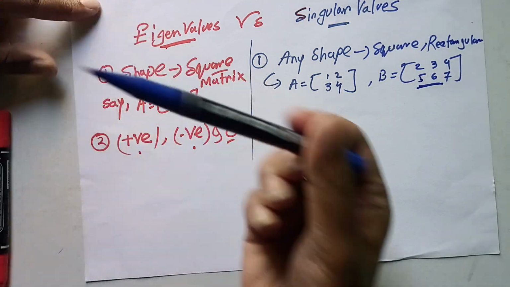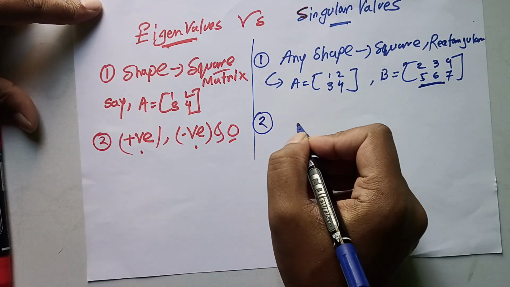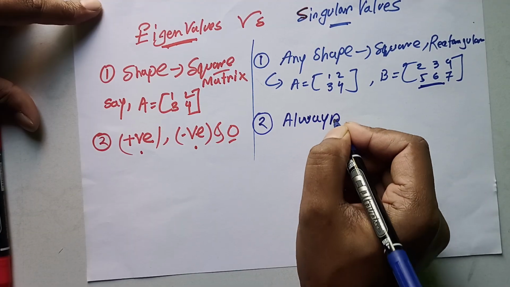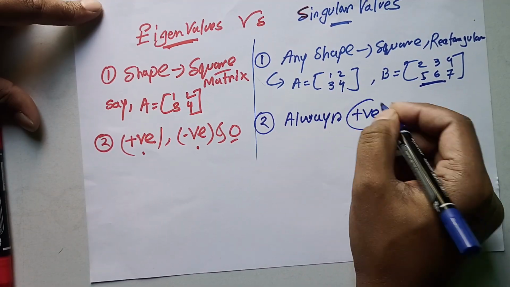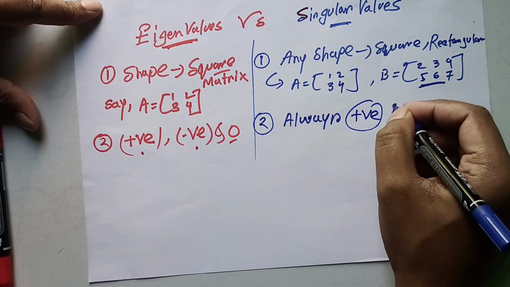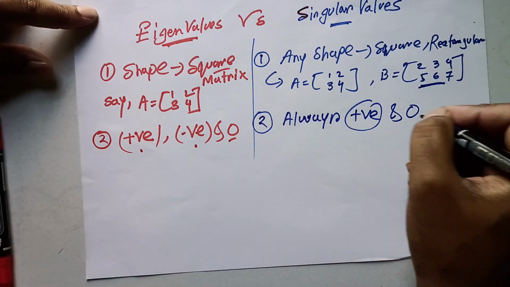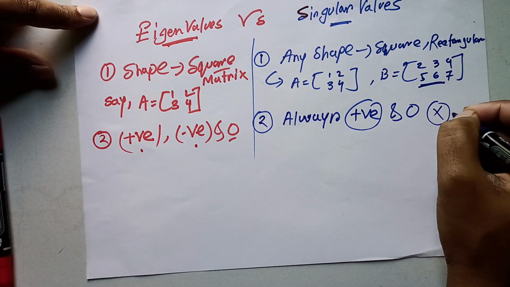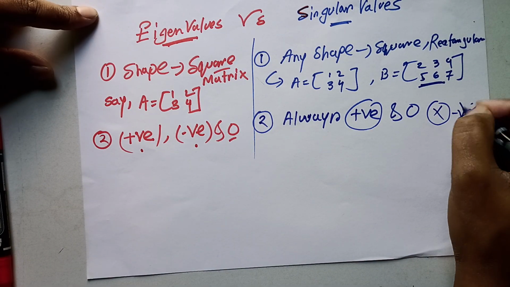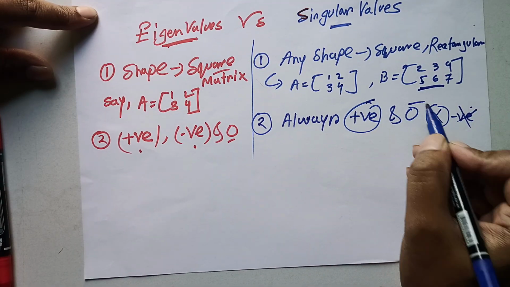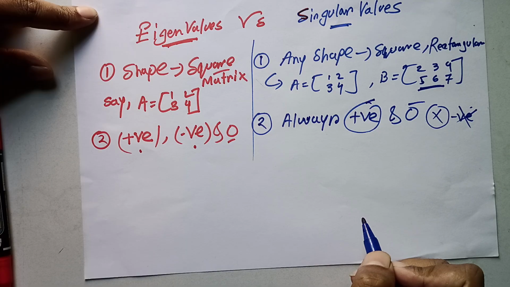On the other hand, singular values are always positive, and it can also be zero, but it cannot be negative. So it cannot be negative at any time, so it can be positive or zero.